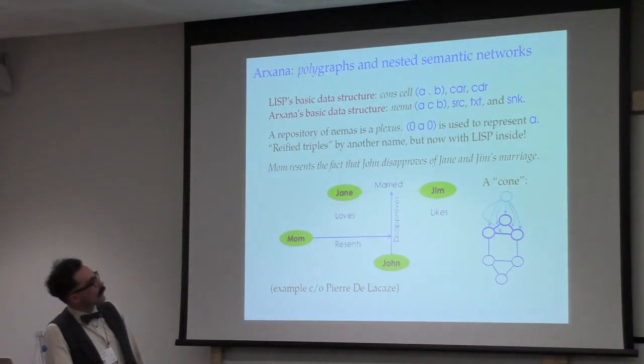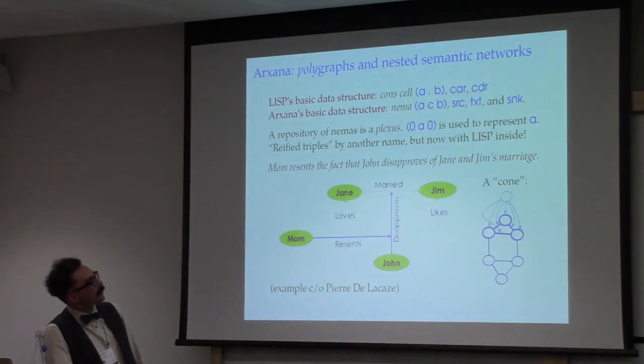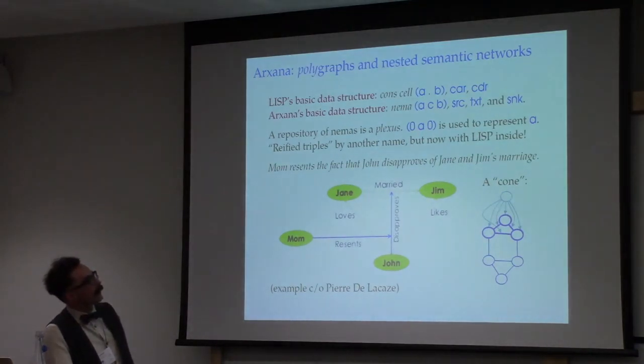Arcana has a different structure, ACB, which is a source, text, and a sink. Text is the thing in the middle. A0 is used to represent A. Someone here in the audience told me I should have A0A to represent A, but that's still under debate. But we're at least calling them polygraphs now. We used to call them isographs.